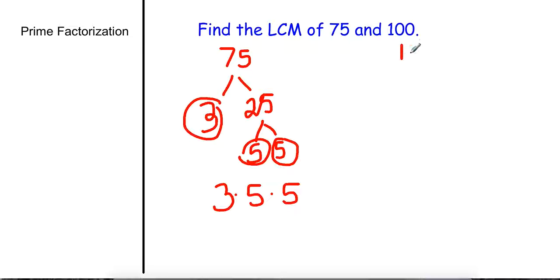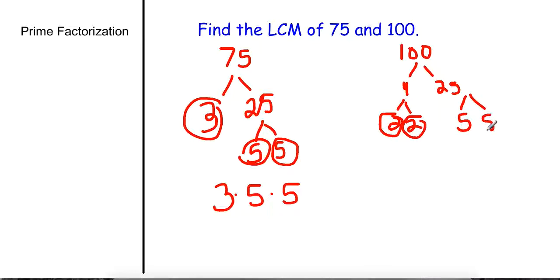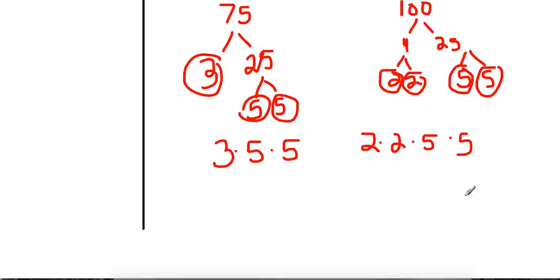Okay, now let's do 100. We have 4 times 25. 4 is broken down to 2 and 2, both prime. 25 is broken down to 5 and 5, both prime. So we have 2 times 2 times 5 times 5. All right, we use the same idea to find least common multiple we do to find greatest common factor.